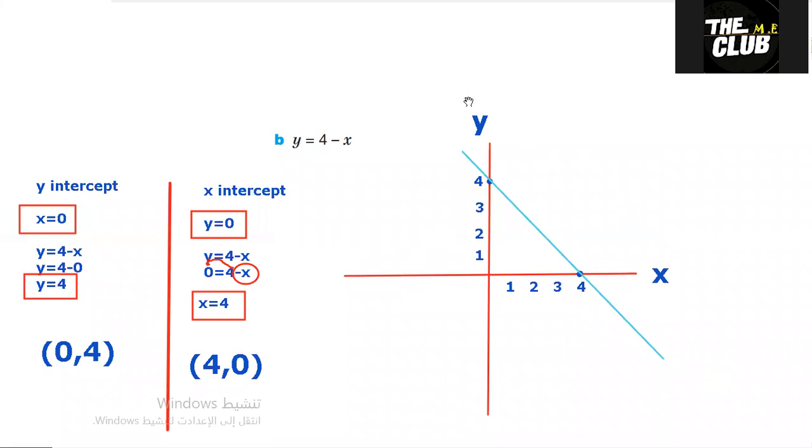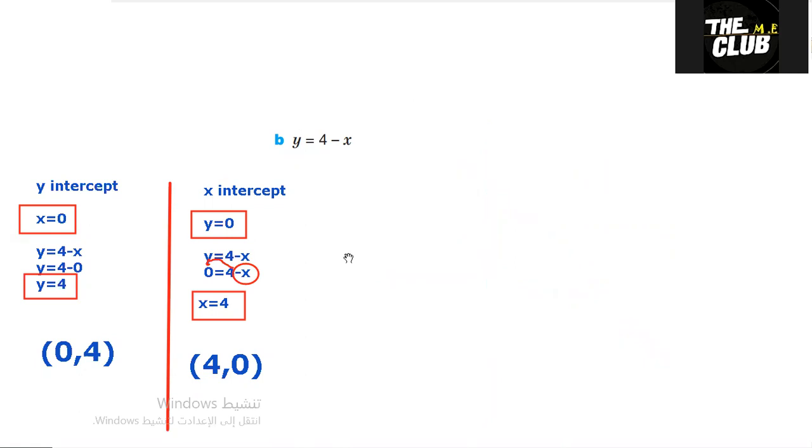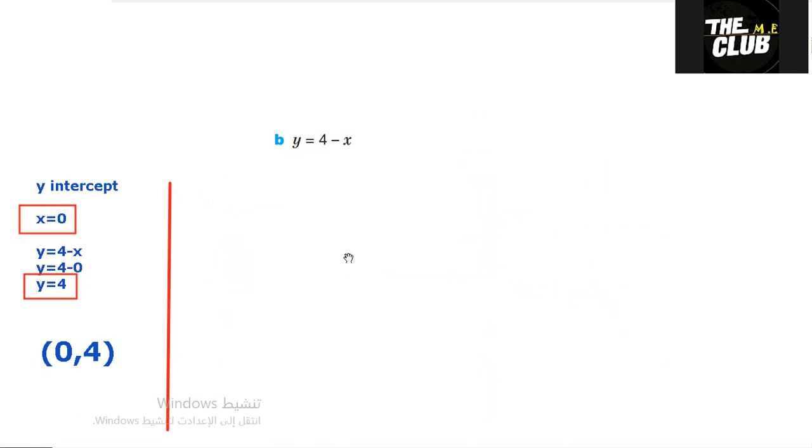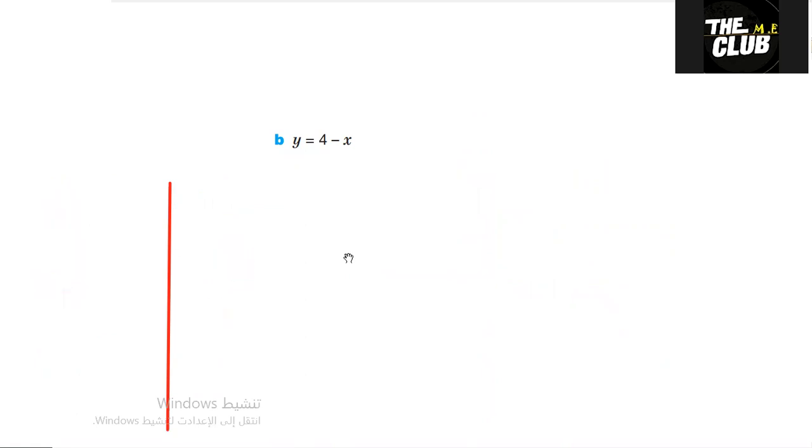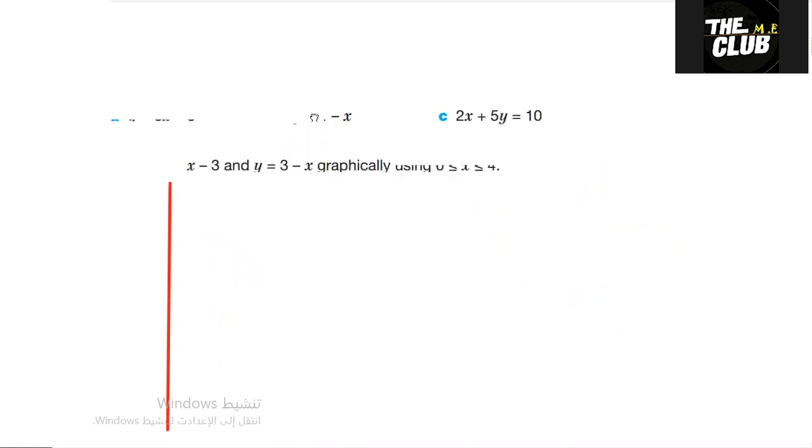Now, let's move on to the last one. For the last one, we need to do some work. So we have to focus on that. Question C. Let's move on. Let's remove all of this. And let's do question C. Okay, let's see. Same idea. We're going to do the y-intercept and the x-intercept. And we're going to draw the shape.